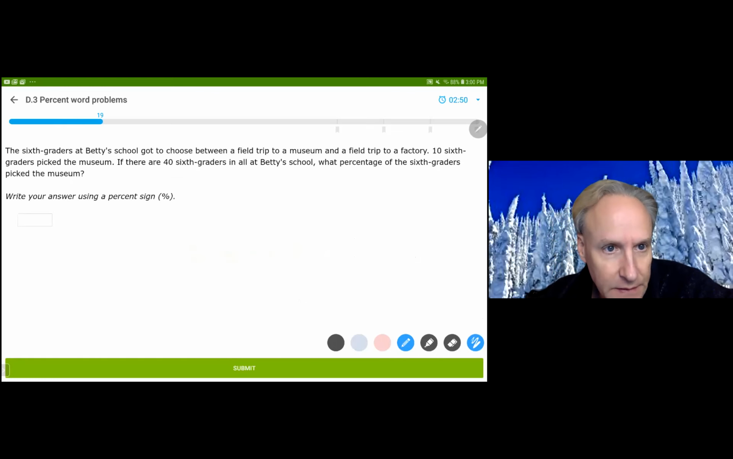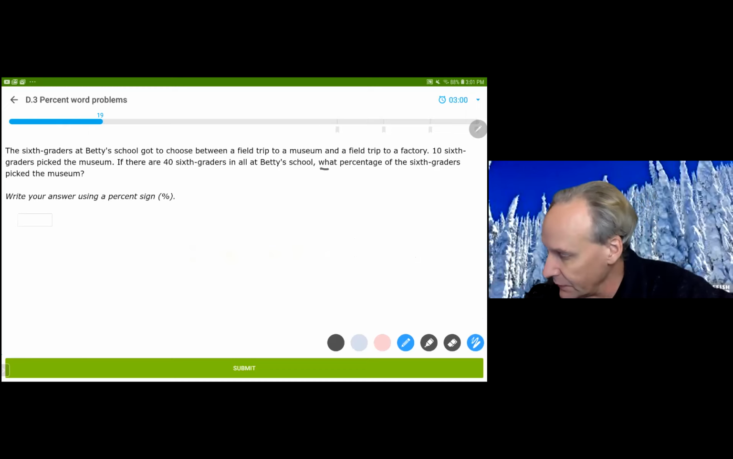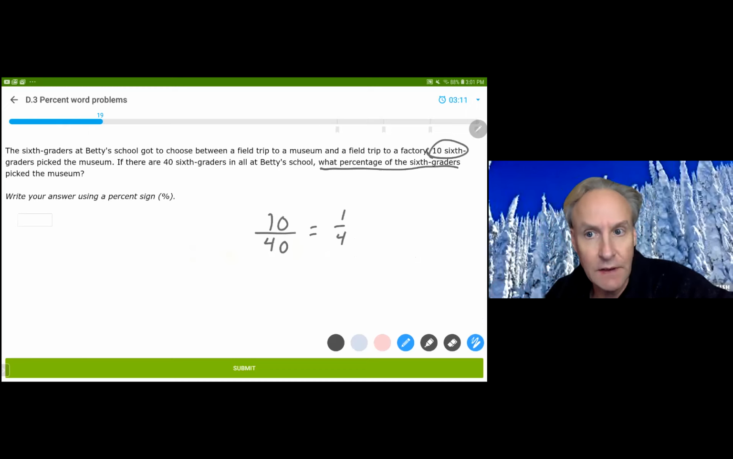Let's see. It says 10 sixth graders were picked for the museum. If there were 40 sixth graders in Betty's school, what percentage of sixth graders went? So we want to know, what is the percentage of sixth graders out of the 40? And 10 out of the 40 is equal to 1/4. I hope everybody recognizes a quarter as 25 cents.